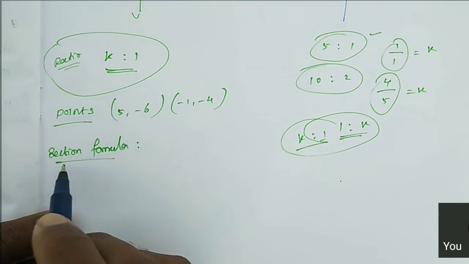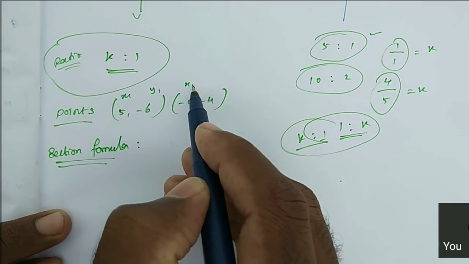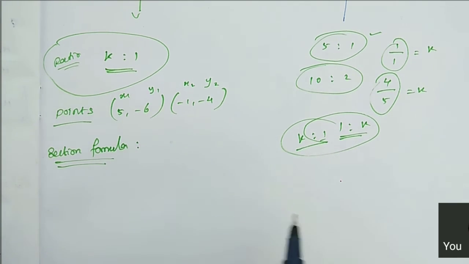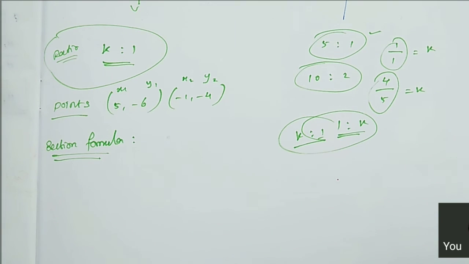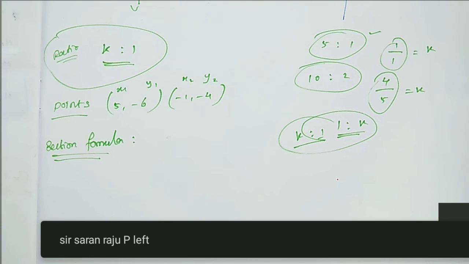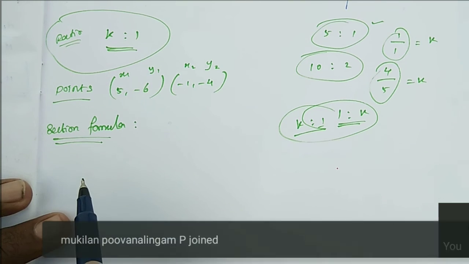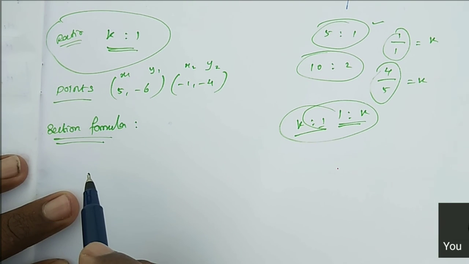Section formula. Here x1, y1, x2, y2. What is the section formula? Check, can you see the full screen? Okay. What is the section formula? In that ratio, what is it?